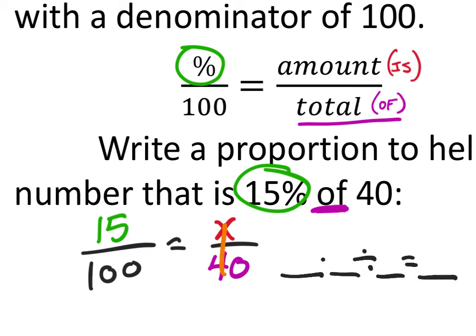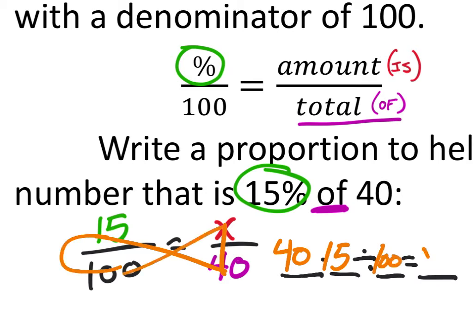So I would go down to 40 from x to make the tail of the fish, cross up to the 15 up in here, swing it back down to 100 to create the head of the fish, and then it equals x.